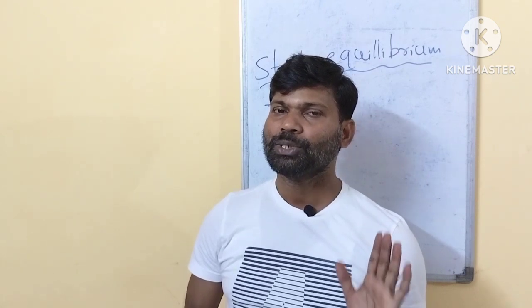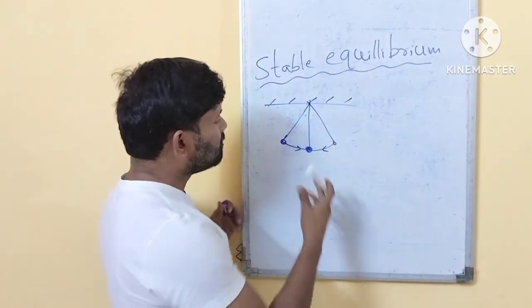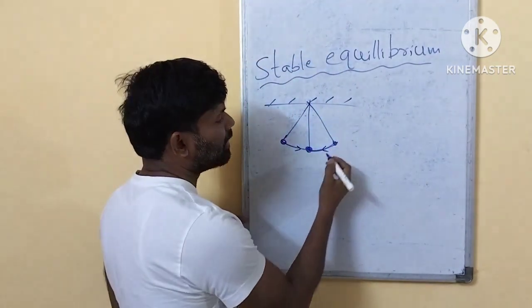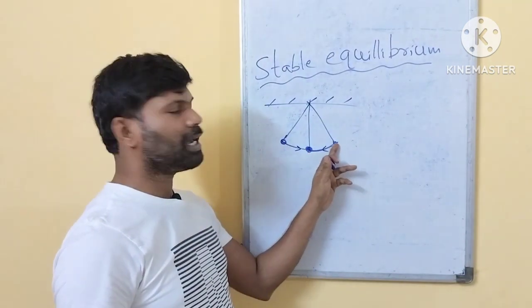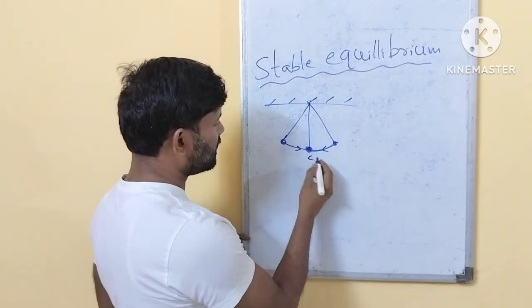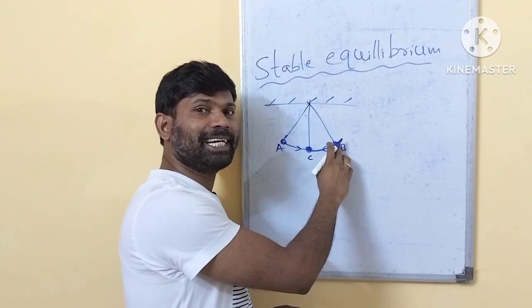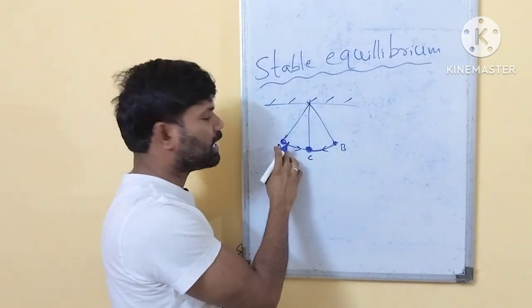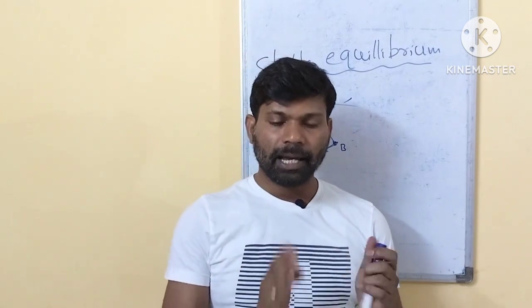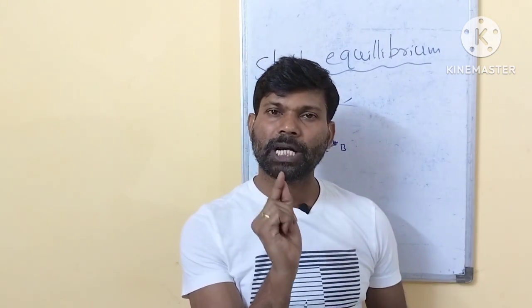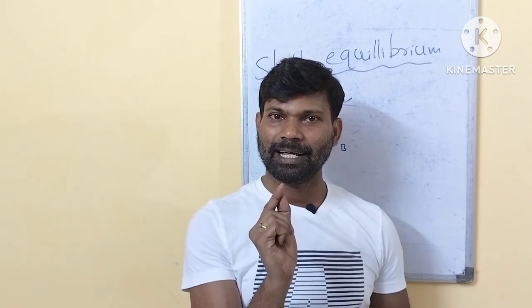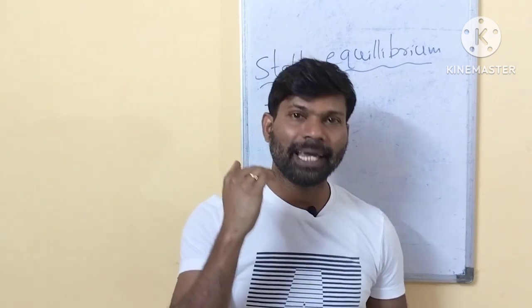Okay. So what else should we know for stable equilibrium? If the object is going from here to here, from here to here, suppose this is C, this is A and this is B. From C to B it is going, its potential energy is increasing. From C to A it is going, its potential energy is increasing. If the object is at lower potential energy, that object is in stable equilibrium. You got it? Okay.